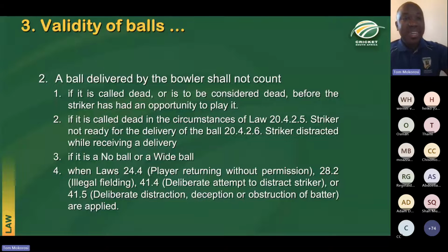Law 41 is not covered in the level 1 Cricket South Africa umpiring course because it's not examined in the level 1 exam. But if there is a deliberate attempt to distract the striker, or a deliberate distraction, deception, or obstruction of a batter when a ball has been delivered, then we will call and signal dead ball. We will award 5 penalty runs to the batting side, and that ball will need to be rebowled. You can, through the presentation that has been sent to you via links, go through Law 41 and Law 42 on your own before, during, or after the course.